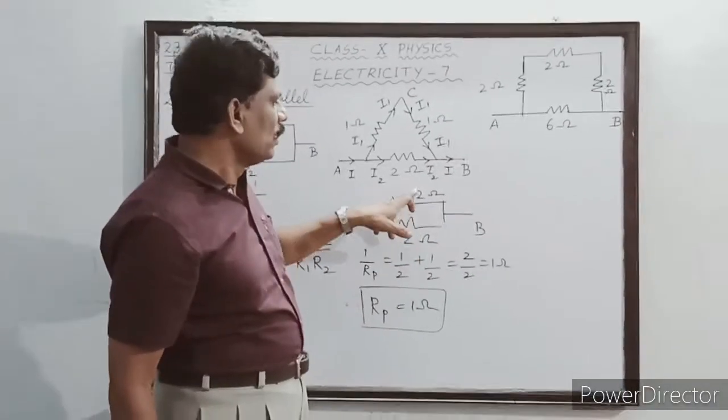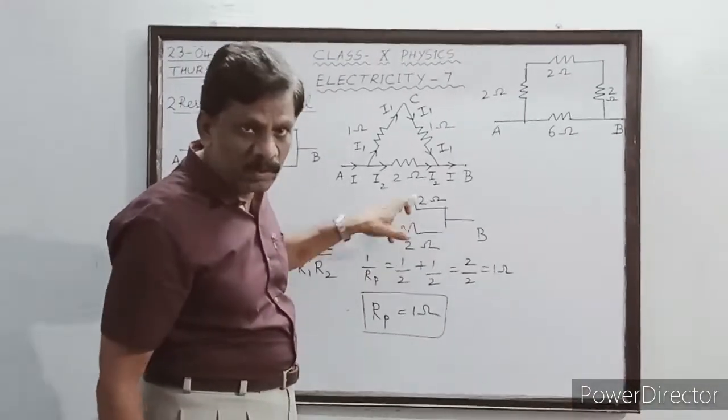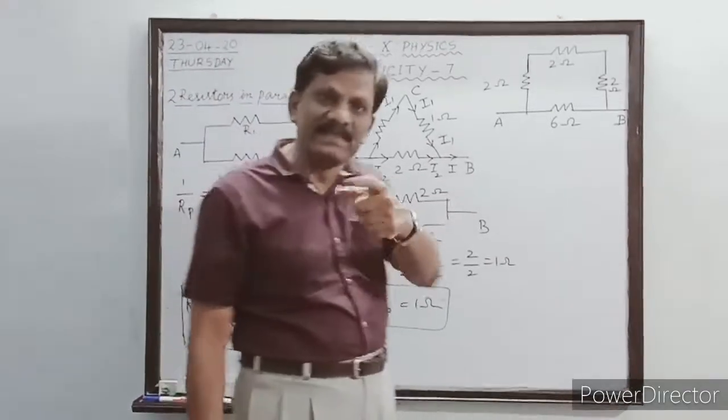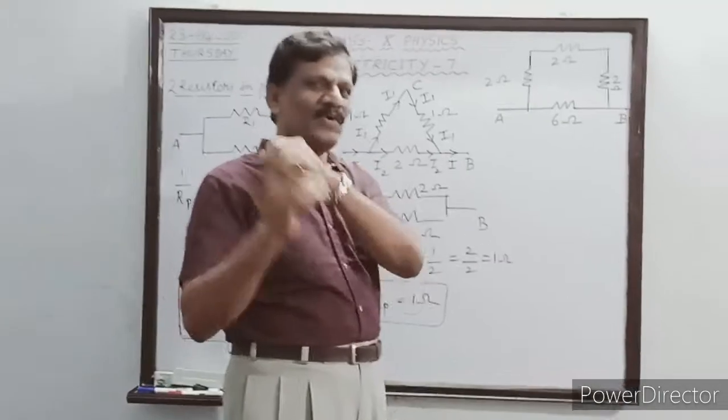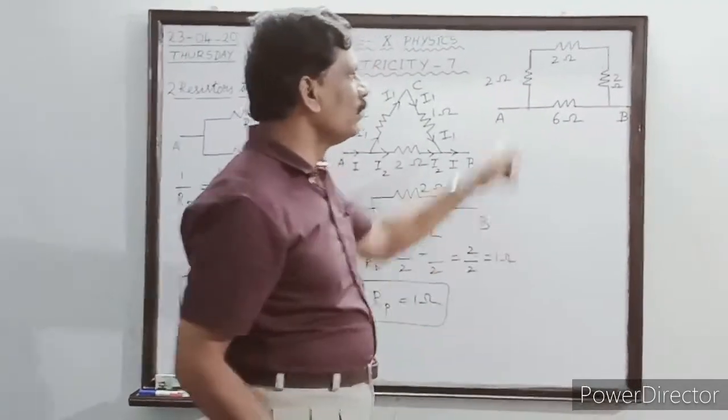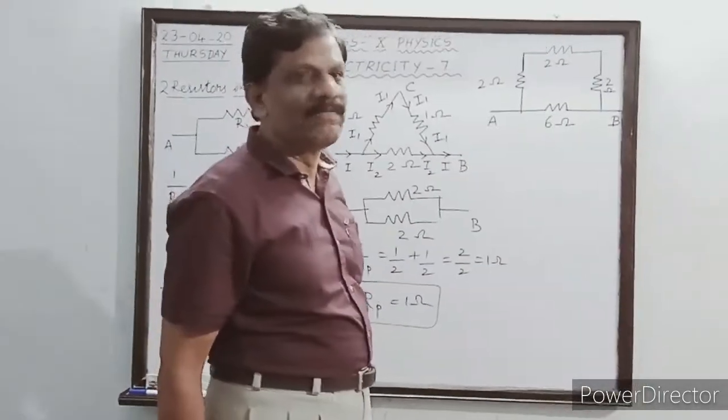Suppose two resistors of R ohm each are connected in parallel. We have already stated that the effective resistance will be what? R by 2 ohm. Okay. Now, a small test for you. You try to do this problem, all of you.